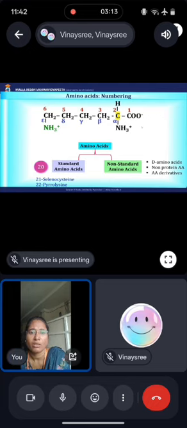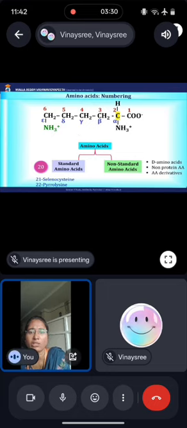Coming to the next slide, you can see the example of lysine here, which contains a 6 carbon structure. The first carbon is the carboxyl carbon, the second carbon is the alpha, the third carbon is the beta, the fourth carbon is the gamma, and then delta and epsilon, the sixth carbon. To the sixth carbon an amino group is attached. There are two amino groups.